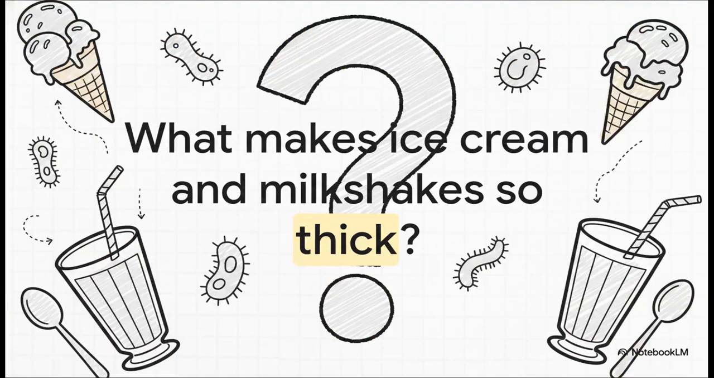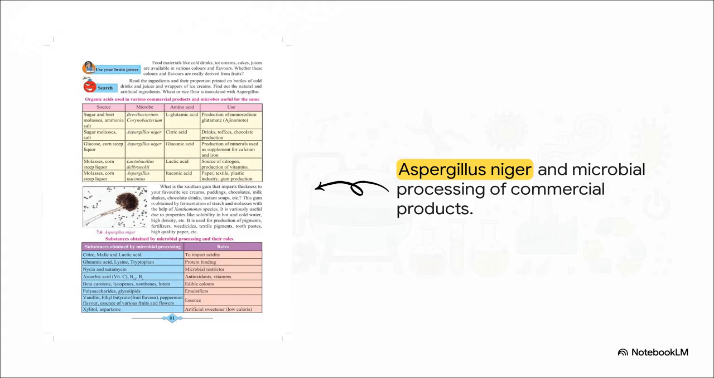Now I have a quick question for you. When you treat yourself to a lovely, rich scoop of ice cream or drink a really thick milkshake, what exactly gives it that beautifully dense, thick consistency? The answer might surprise you. It's xanthan gum. It's a specialized gum obtained by fermenting starch and molasses, all with the help of a microbe called Xanthomonas species. Because this gum is highly soluble in both hot and cold water and boasts a very high density, it acts as the secret ingredient that gives our ice creams and puddings their luxurious thickness.